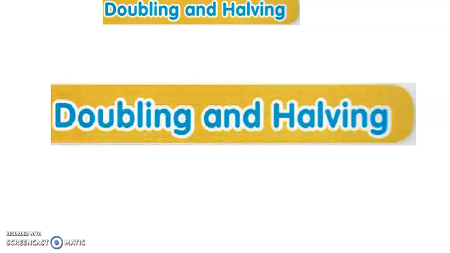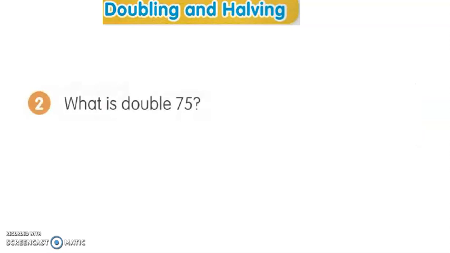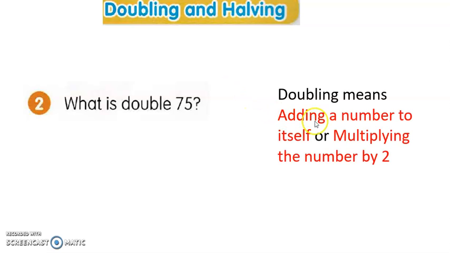In this lesson we are going to learn how to double and halve numbers, and we are going to know the relationship between doubling and halving. Whenever we have the question of what is the double of a number, we need to know that doubling means to add the number to itself. So doubling means adding a number to itself or multiplying the number by 2.